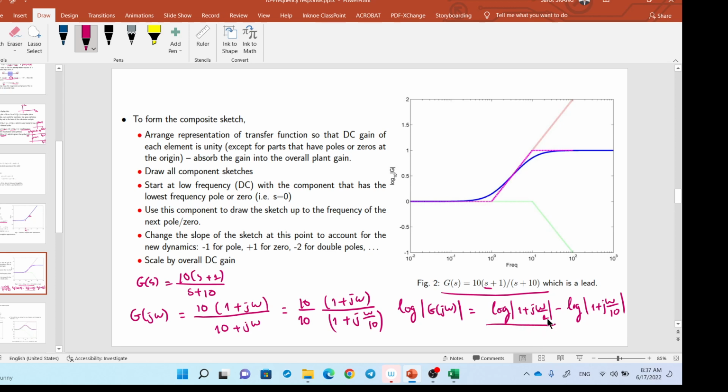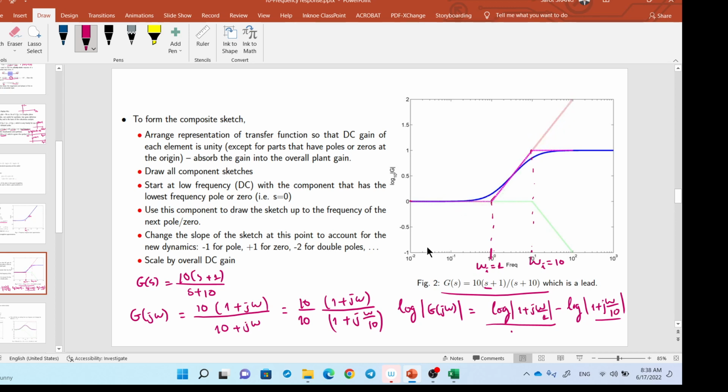So for this one, you draw two asymptotes, right? The asymptote of the first term is 0 up to here. Omega I for the first term is 1. For the second term, omega I equal to 10, which is 10 to the 1. So for the first term, you have asymptote here, and then you have asymptote here.